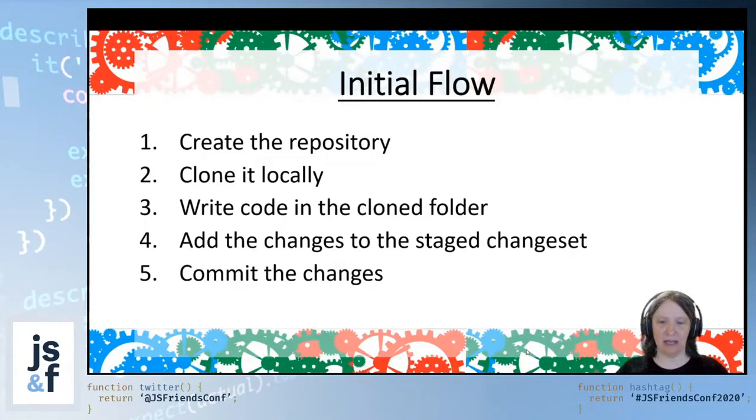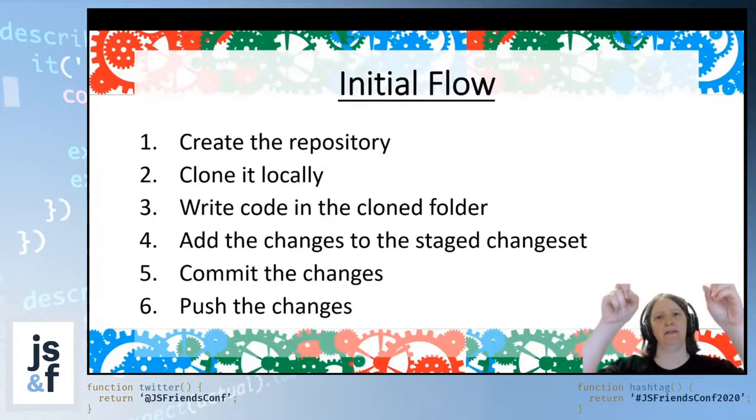Committing the changes, again, that's that save point. I want to save these files that I put in the staged change set. And when committing the changes, you add a message to say, this is what these files are used for. And then push the changes. Send them up to the server.